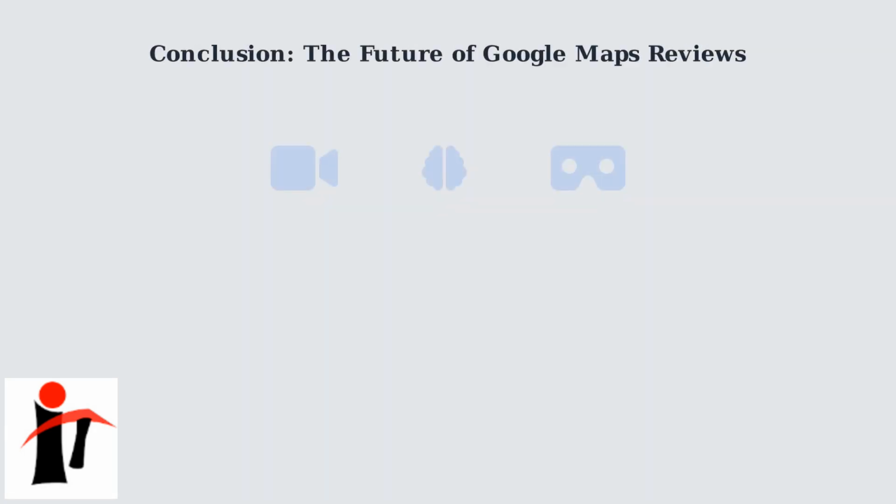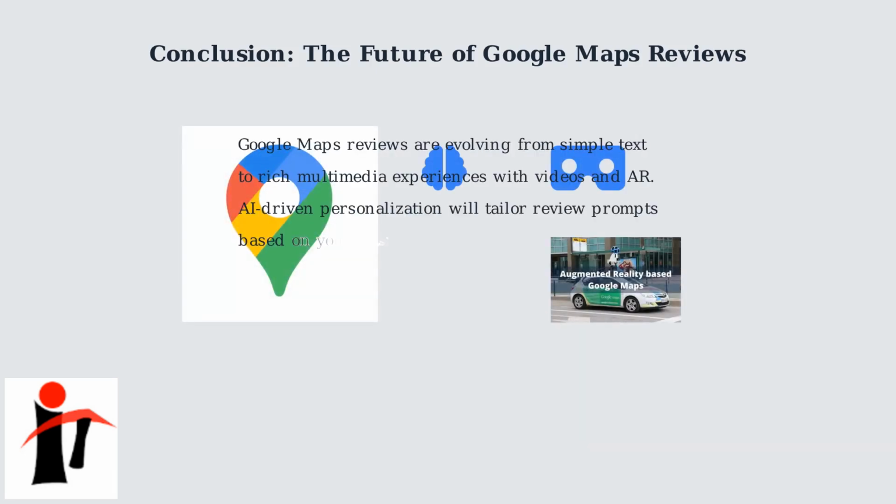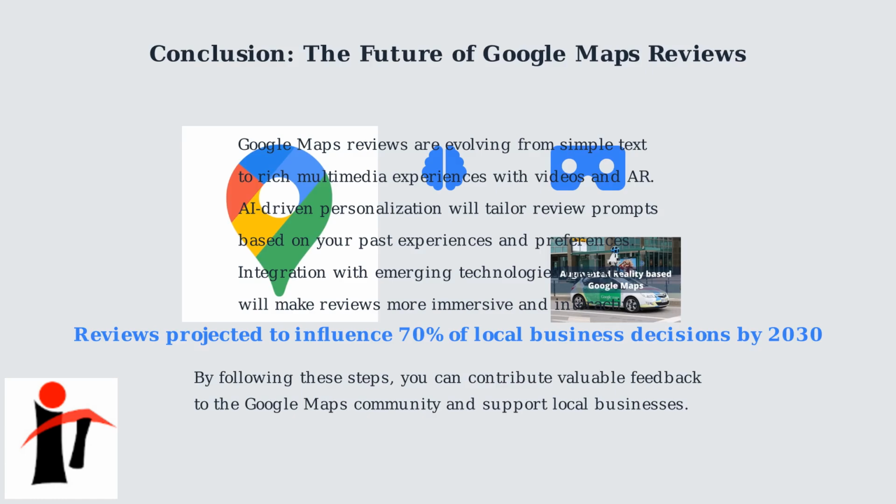Google Maps reviews are evolving from simple text to rich multimedia experiences with videos and augmented reality. AI-driven personalization will tailor review prompts based on your past experiences and preferences. Integration with emerging technologies like AR will make reviews more immersive and interactive. Reviews are projected to influence 70% of local business decisions by 2030.